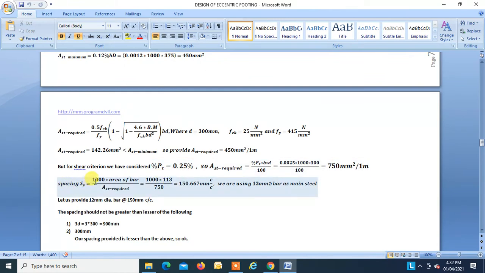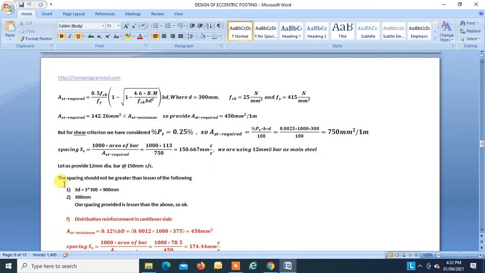So the spacing required is 100 into area of bar divided by AST required. AST required is 750 mm square per 1 meter. Area of bar we are using is 113, that is for 12 mm. So this spacing is found to be 150.667 mm center to center. So we will use 12 mm dia bars as main steel, and we will provide 12 mm dia bars about 150 mm center to center, right?